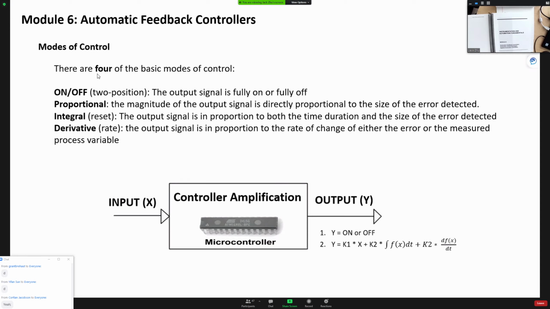In this book, they're going to talk about 4 basic modes of control. So one is the on-off control. On-off control is your output signal. So you have a valve down there. The output will turn on this valve fully or turn off this valve fully. There's no adjustment in between, just fully on or fully off.